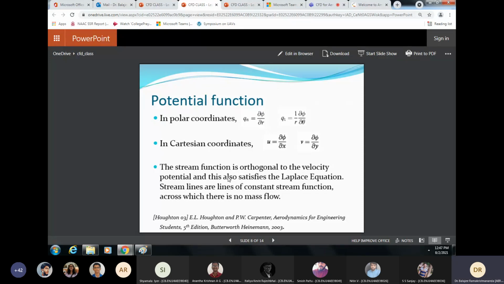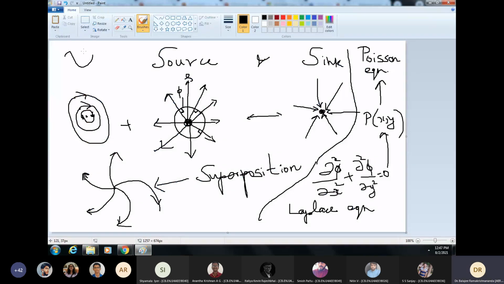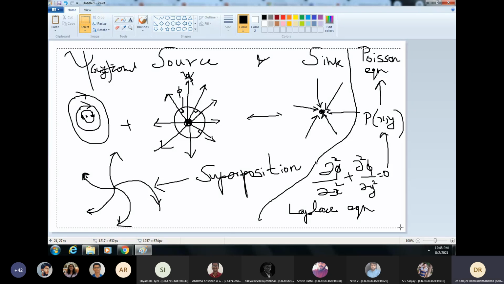So you can assume streamlines as lines of constant stream function across which there is no mass flow. This is denoted by psi. Instead of s, I will put psi here. So psi is constant. Psi can be a function of x and y. So this will assume so many shapes for so many types of flows, because there is no normal flow across a stream function.